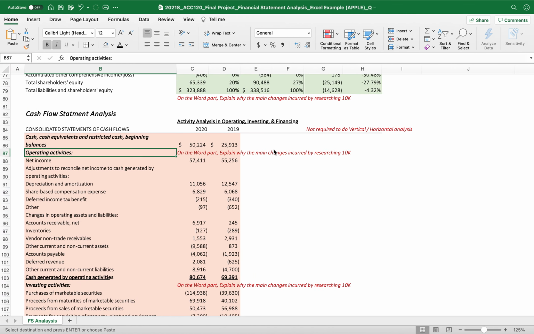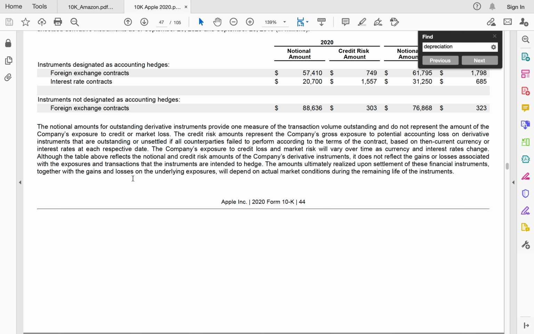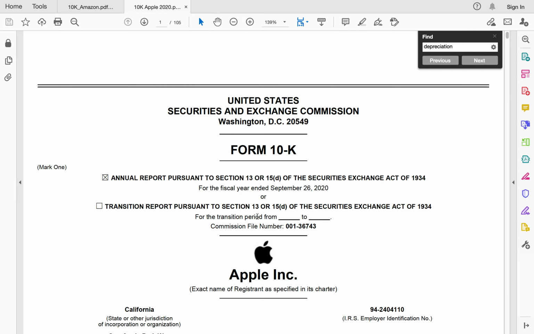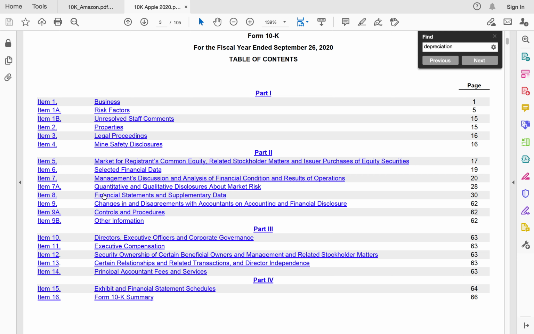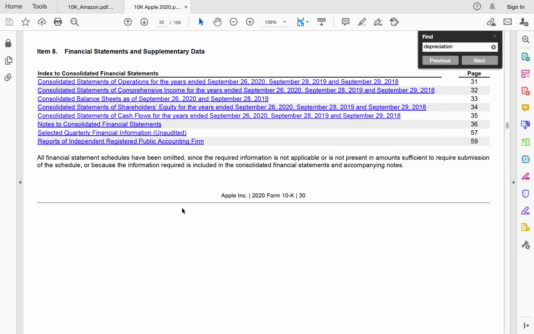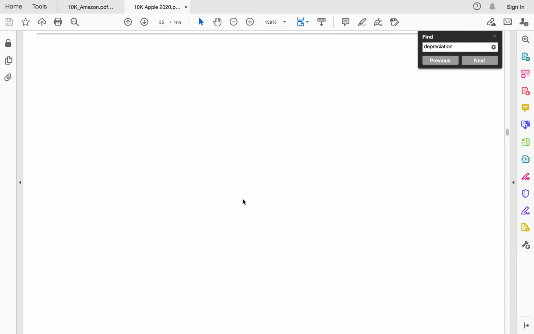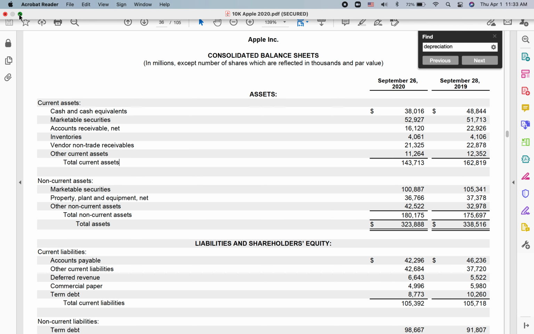Or if you don't have the Excel format, that's totally fine. You definitely must have the PDF version. If you have the PDF version of the 10K, then go to the financial statements and the consolidated balance sheet here, and you can also just copy and paste it. But it's not working very well, so maybe you just type it down.